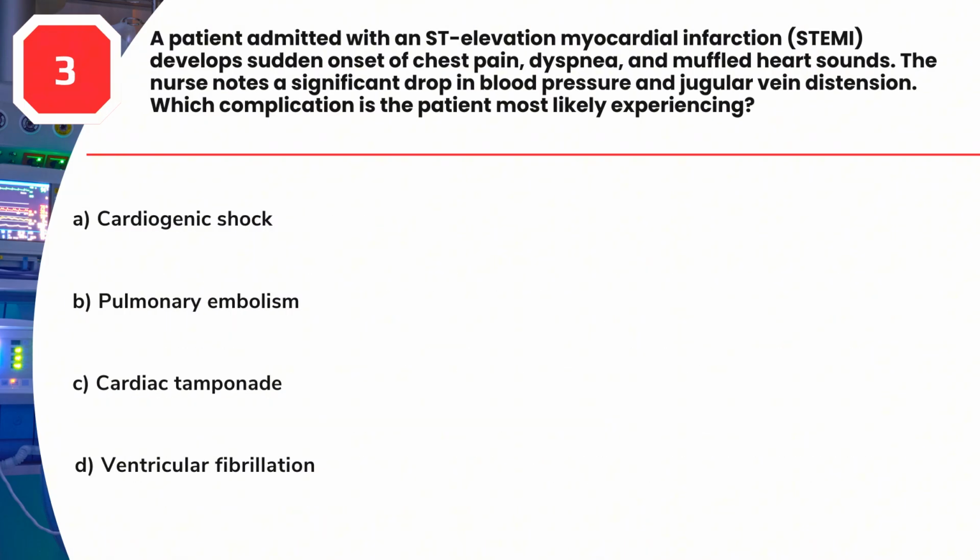Question 3. A patient admitted with an ST elevation myocardial infarction, STEMI, develops sudden onset of chest pain, dyspnea, and muffled heart sounds. The nurse notes a significant drop in blood pressure and jugular vein distension. Which complication is the patient most likely experiencing?